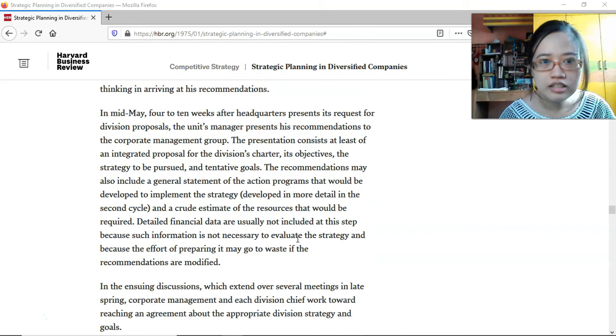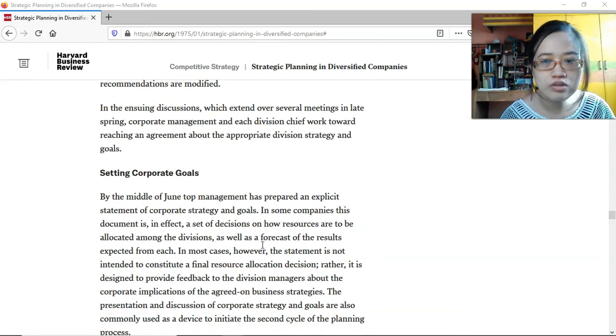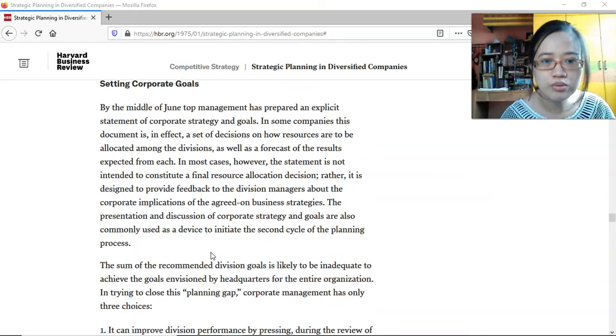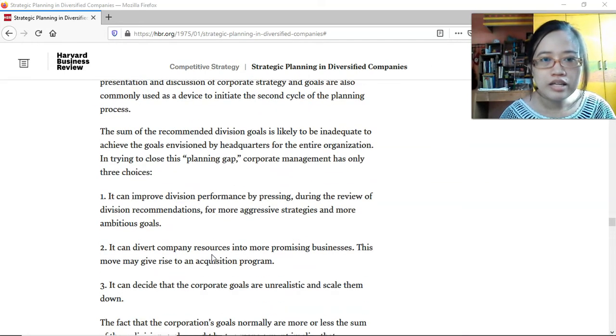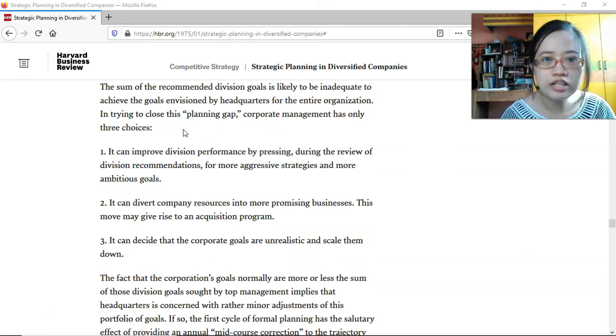Okay, and then ayan, setting corporate goals. Yung nauna kanina, objectives, and then you have your goals. Planning gap. Okay. There are certain parts of this article na medyo magandang pagbigyan ng focus. So, yun na lang yung gagawin natin din. The sum of the recommended division goals is likely to be inadequate to achieve the goals envisioned by headquarters for the entire organization. In trying to close this planning gap, corporate management has only 3 choices.